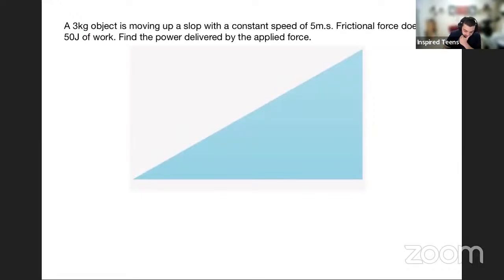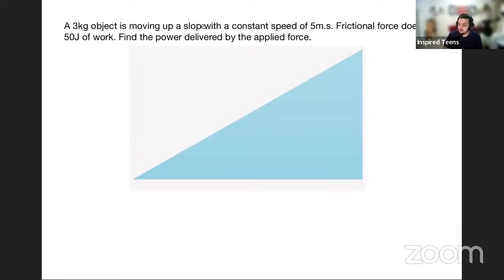A 3 kg object is moving up a slope with a constant speed of 5 meters per second. Frictional force does 50 joules of work. Find the power delivered by the applied force. Okay, this one is interesting.